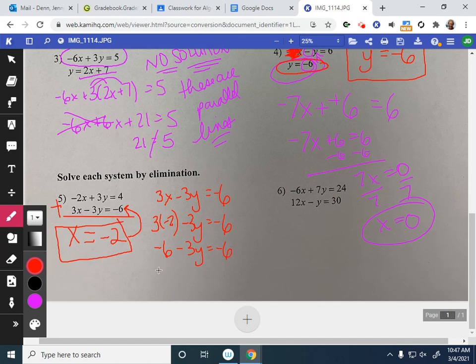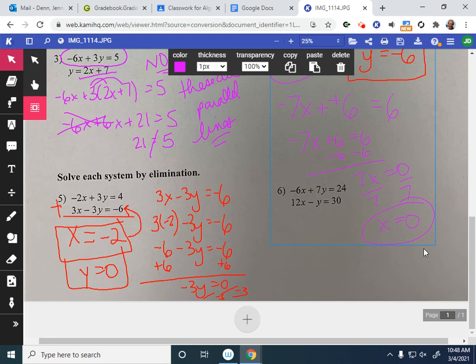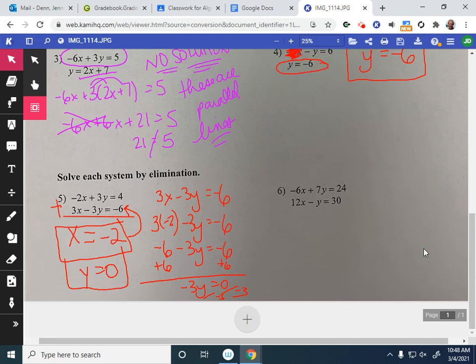Oh my gosh, do I get 0 again? Plus 6 plus 6. I do. Negative 3y equals 0. Divide, and I get, whoops, y equals 0. That's odd. I didn't really mean to do that, but whatever. So again, I could leave that answer as a coordinate, or I could make it just x equals negative 2 and y equals 0.